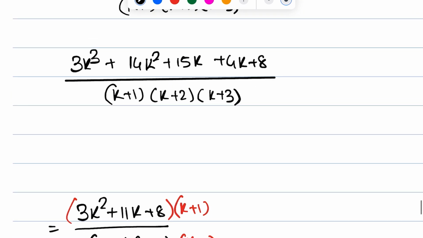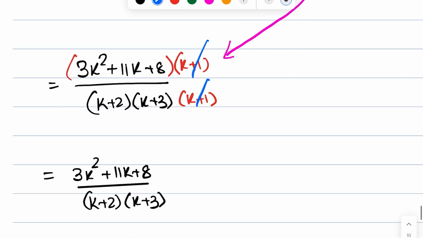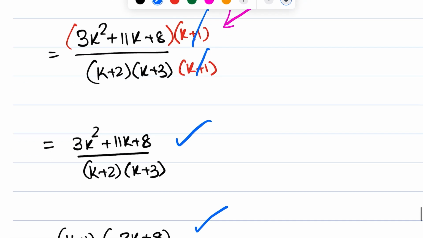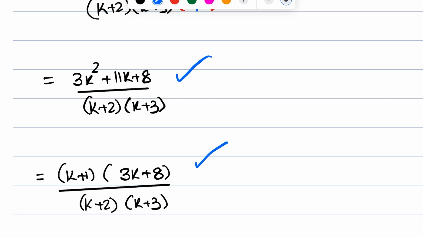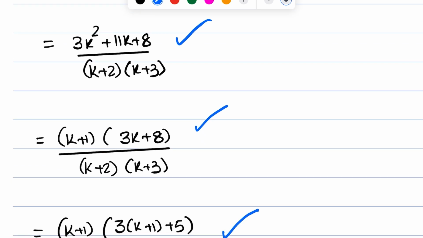So we can see that when I multiply k plus 1 with this one, I'm going to get it in the same way. So we can factorize this one. We can directly write the numerator as k plus 1 times 3k square plus 11k plus 8 and divide by k plus 2 times k plus 3 times k plus 1. Then k plus 1 gets cancelled. You get this one, then factorize it. It should be k plus 1 times 3k plus 8. Then it can be written in this way.